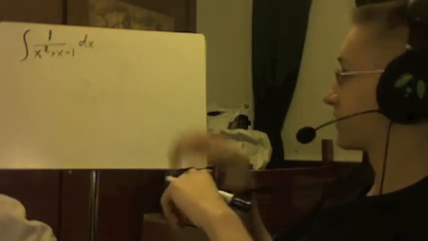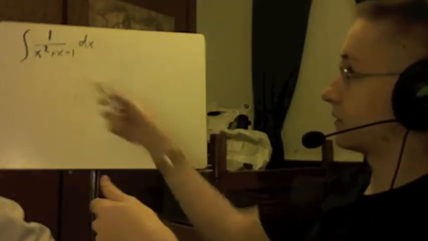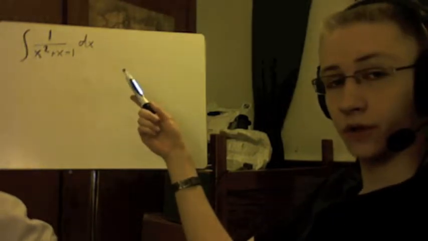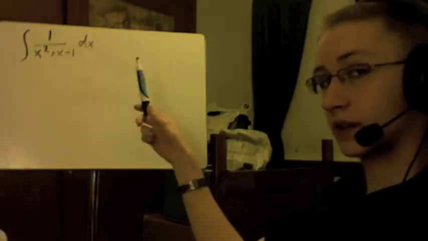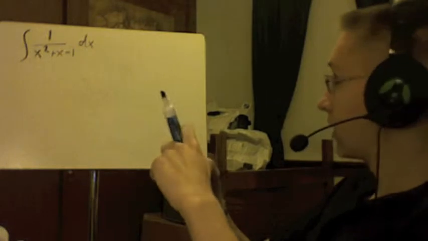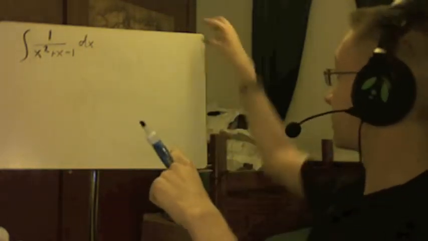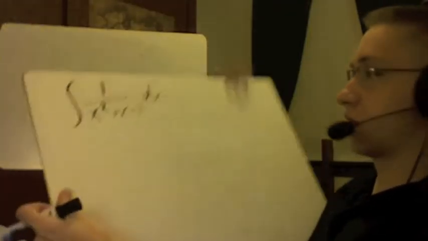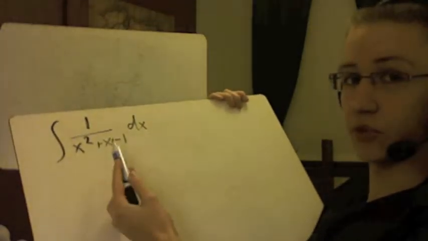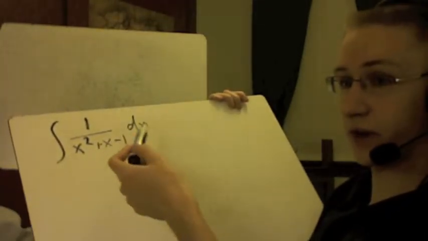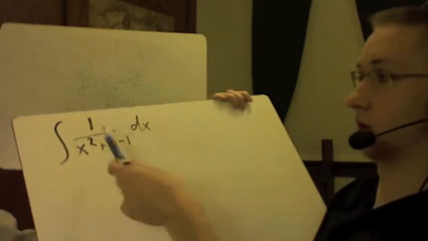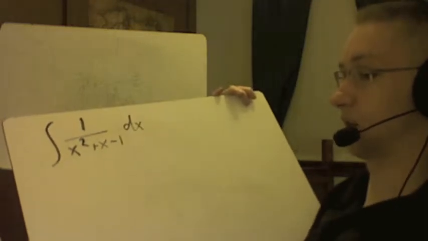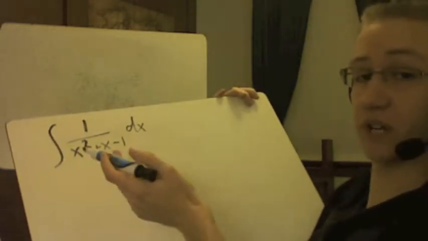Alright, the first example today is going to be 1 over x squared plus x minus 1. You can see that if you were to try and integrate that regularly, probably with u substitution, u would be the denominator, du would be 2x something or other, and then there'd be no du on the numerator to go along with it. So you'd probably be at a loss of what to do if you didn't know partial fractions.